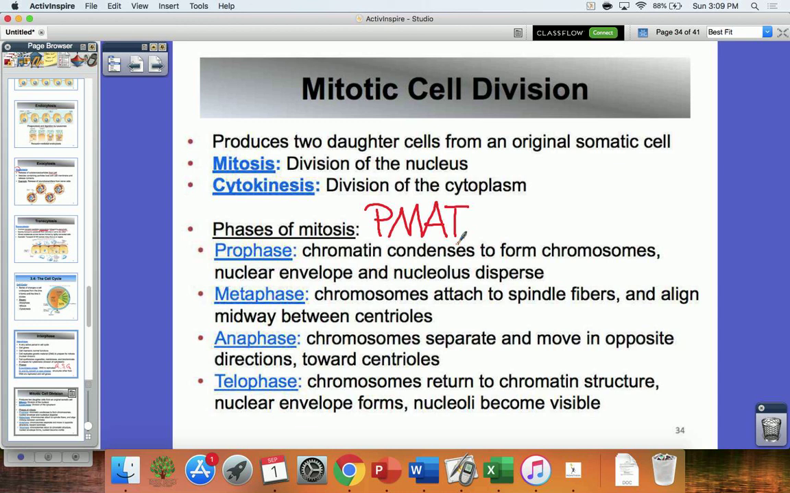And then telophase is where the two nuclei will start to form and become visible. You can see two cells forming, and those chromosomes start to look more like chromatin again, and the nuclear envelopes will form around the two new nuclei.